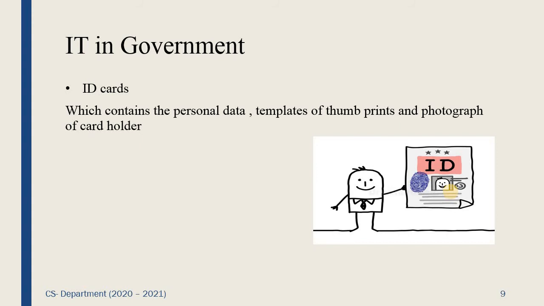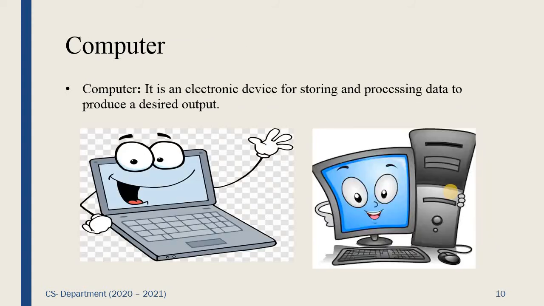So now let us define what the computer is. Since we know IT has its own impact in all these sectors, now let us define what the computer is. The computer is an electronic device for storing and processing data to produce a desired output.